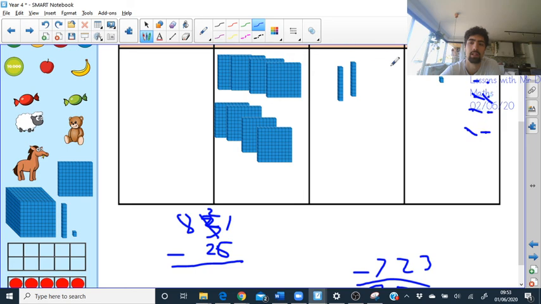10 ones there. Add my 1 that I've already got, 11. Take away 6, 1, 2, 3, 4, 5, 6, 1, 2, 3, 4, 5. Now just 2 10s take away 2 10s, there's no 10s, and I've 800 take away nothing. 805. Super.